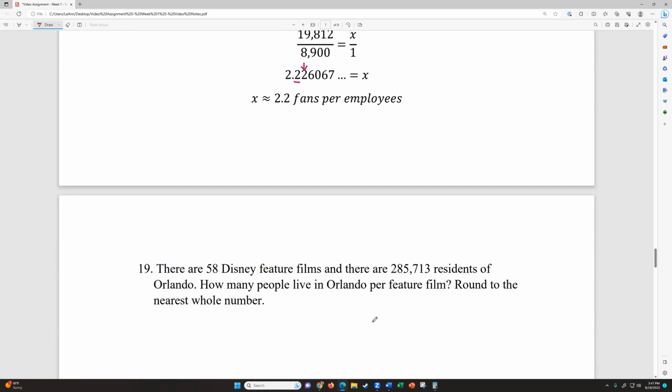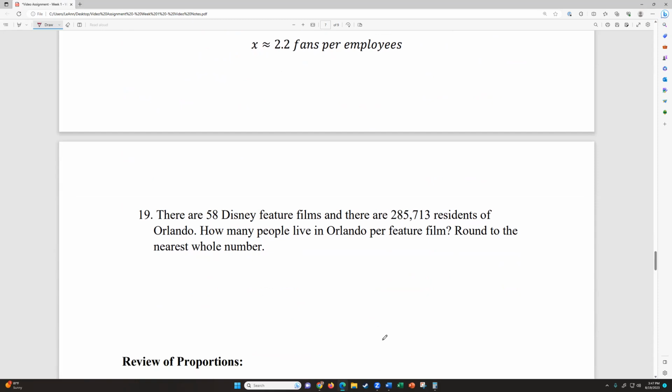Now let's look at an example where we have to set it up. So there are 58 Disney feature films, and there are 285,713 residents of Orlando. I'm sure that number is different today, but as of the time of this question, how many people live in Orlando per feature film? So population in Orlando per one feature film.